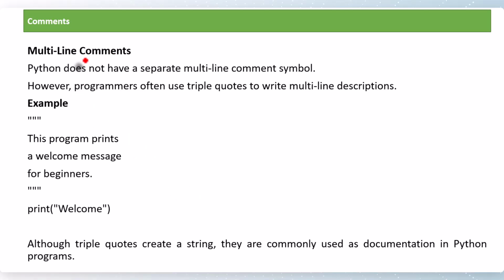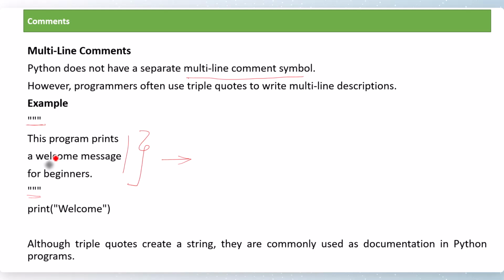The second type of comments is multi-line comments. Python does not have a separate multi-line comment symbol. Unlike in C and C++ programming languages, which have a multi-line comment symbol, Python does not have any such symbol. However, programmers often use triple quotes to write multi-line comments. Start with the triple quotes, write the message over multiple lines, then end with the triple quotes. So this is an example of multi-line comments.